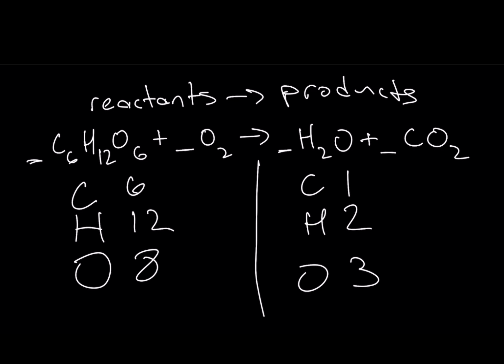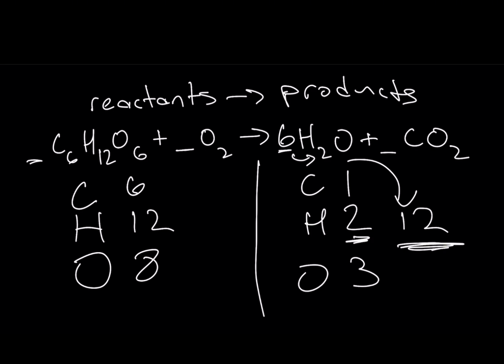So what we can do first is try to match the hydrogen together. The amount of hydrogen on the reactant side is 12, but the amount of hydrogen on the product side is only 2, right? So how can we make this bigger? Well, we could just increase the number of molecules of water on the product side. So if we turn this to 6, well, 6 times 2 becomes 12, right?